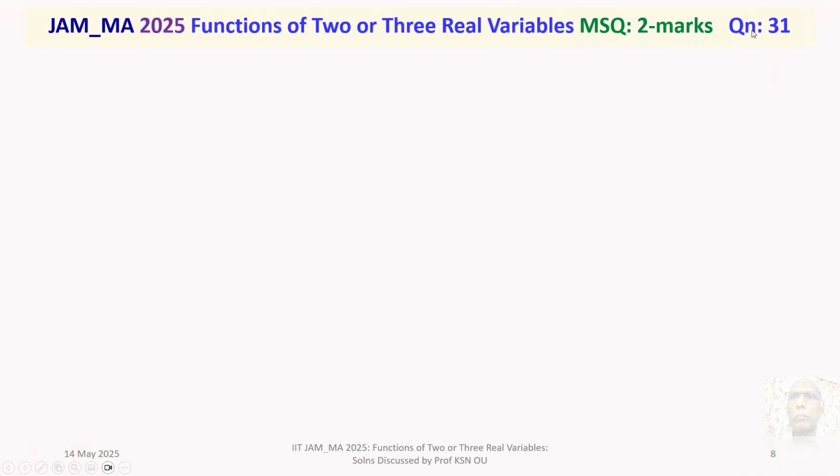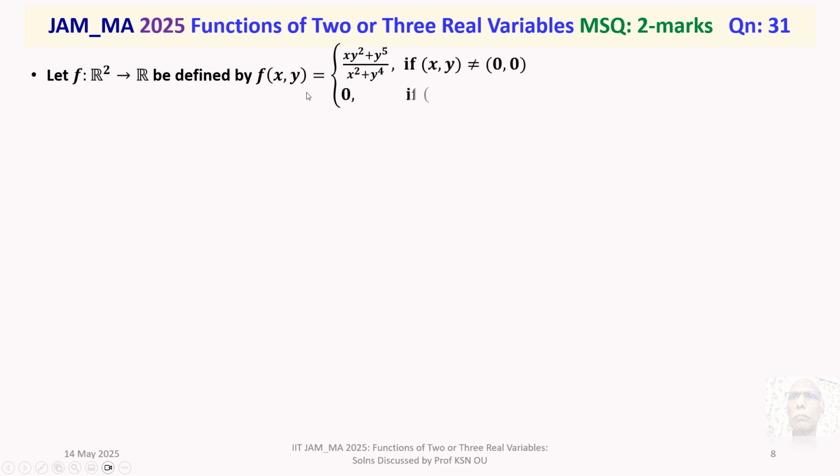This is question number 31 for 2 marks, which is a multiple select question. That means there can be more than one answer. The given question is: let f be a map from R square to R defined by f(x, y) = (xy square plus y to the power of 5) by (x square plus y to the power of 4) if the ordered pair (x, y) is not equal to (0, 0), and equal to 0 otherwise. Then which of the following are true?